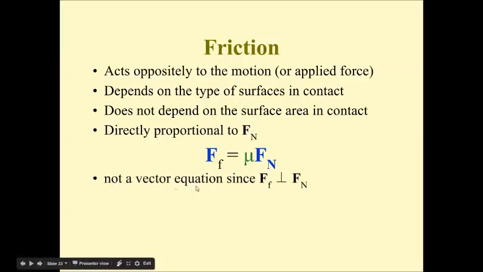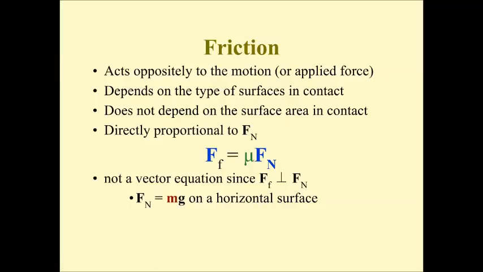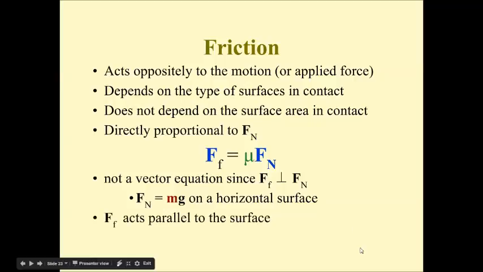Friction is not a vector equation since the friction and the normal force are perpendicular. And on a horizontal surface, the good news is the normal force is equal to the weight, mass times acceleration due to gravity. So that'll make the calculations easier for right now. And the friction, of course, acts parallel to the surface. So if the surface is horizontal, then friction is also horizontal.